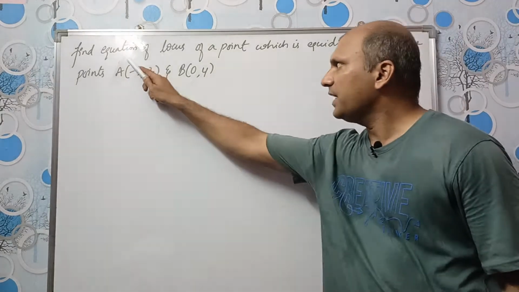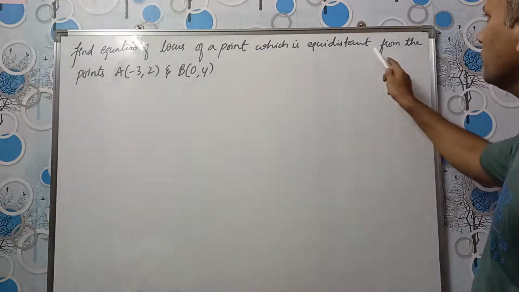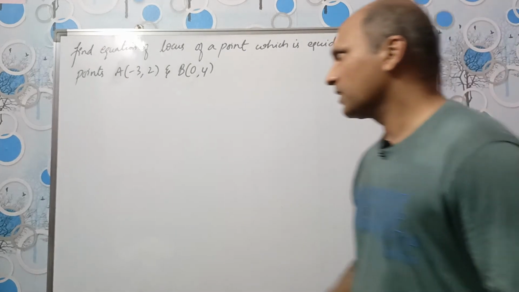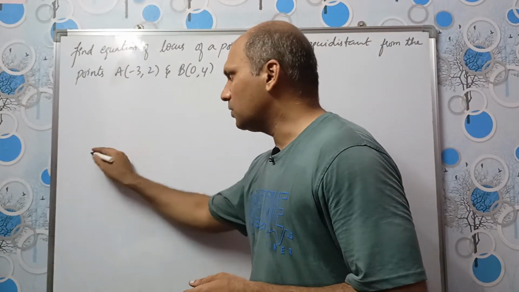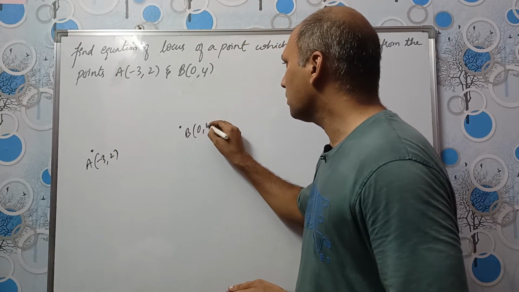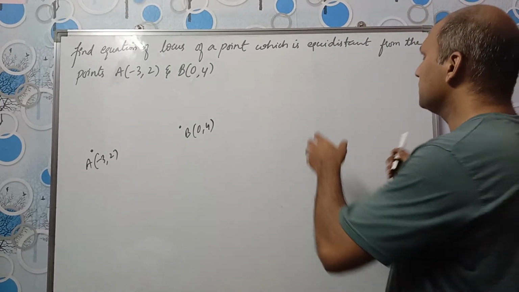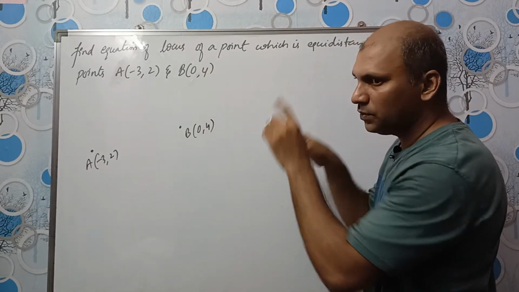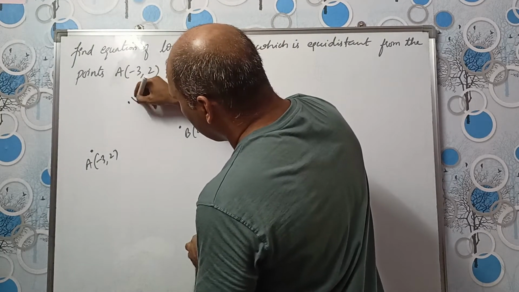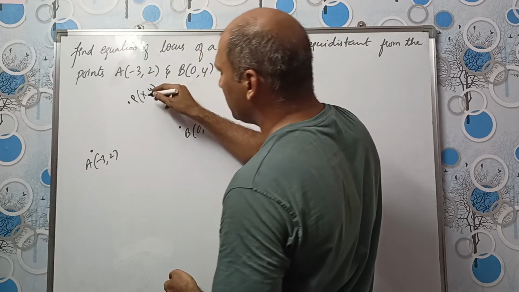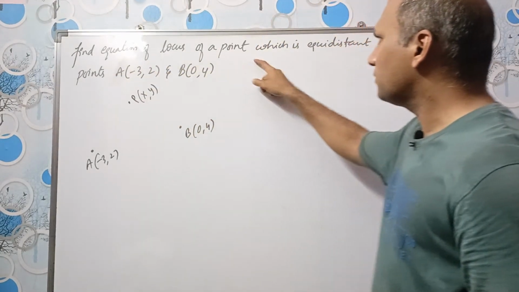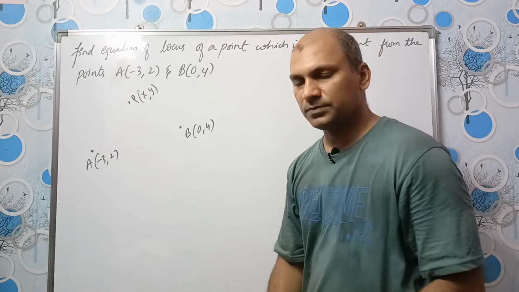Okay, we have a problem here. Find the equation of the locus of a point which is equidistant from the points A(-3, 2) and B(0, 4). Visualize this problem. There are 2 points, A(-3, 2) and B(0, 4), and there is a point which is at equal distance from these 2 points. That point can be here. Let that point be x, y. We need to find the locus of this point.